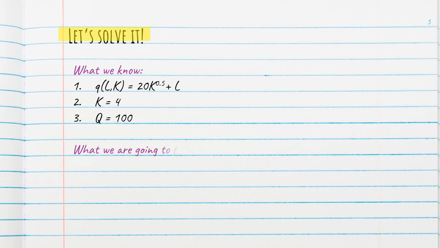Let's solve this question. Here's what we know. We have our production function. We know that capital is fixed at 4, and we also know that the firm's production goal is 100 units. What are we trying to find? We're trying to find the short run cost minimizing choice of labor.